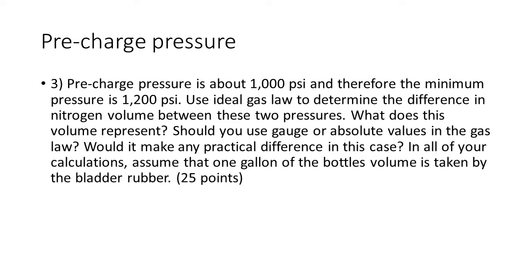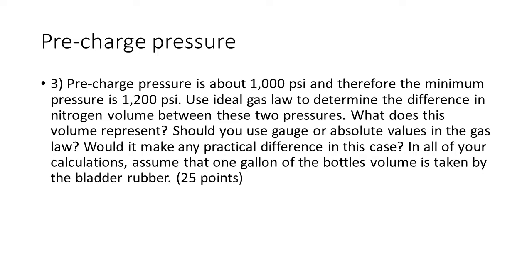What does this volume represent? This represents an unusable volume, and it's unusable by law. If we were on the rig in a situation where we needed to make an adjustment and our pressure had fallen to 1200 psi, we would still make that actuation. However, this is a safety factor.